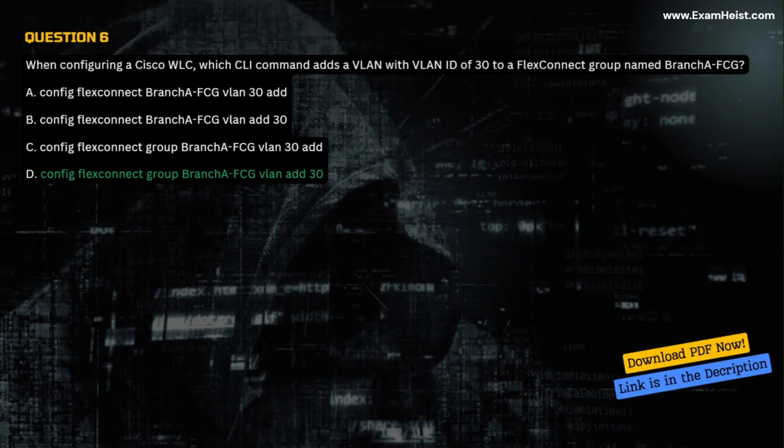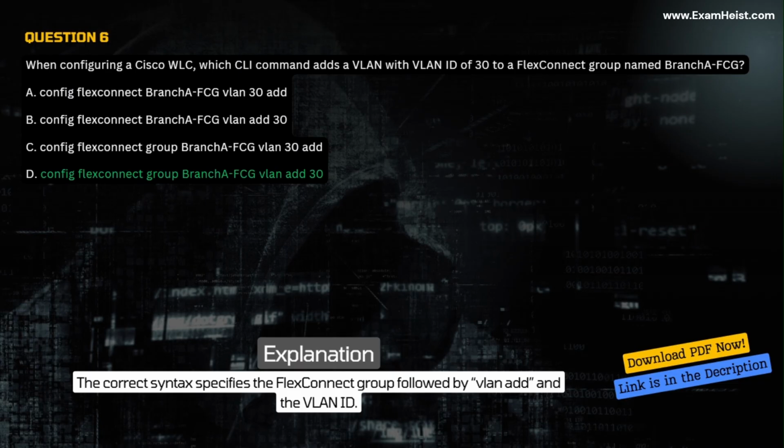Correct answer: D. config flexconnect group branchA-FCG vlan add 30. Explanation: The correct syntax specifies the FlexConnect group followed by vlan add and the VLAN ID.